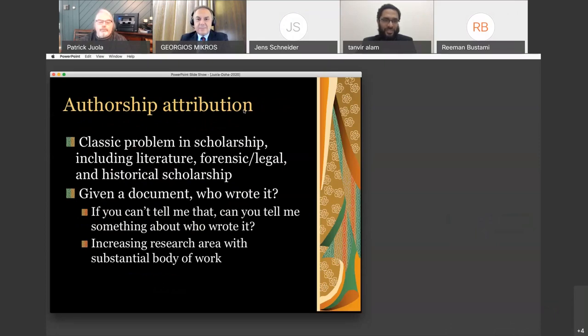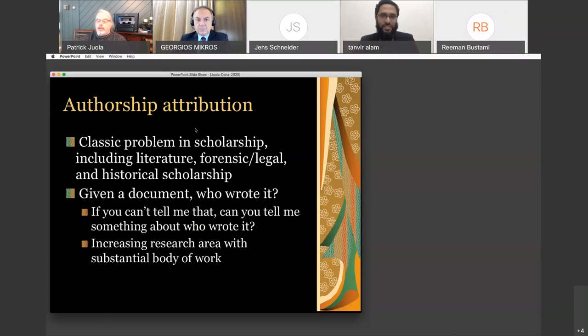It's a classic problem in scholarship, such as determining whether the Quran and the Hadith were written by the same person. It's also got applications in forensics, such as figuring out whether or not the defendant wrote the ransom note, or in historical scholarship. The basic question is, given a document, who wrote it? Or if you can't tell me that, tell me something about it.